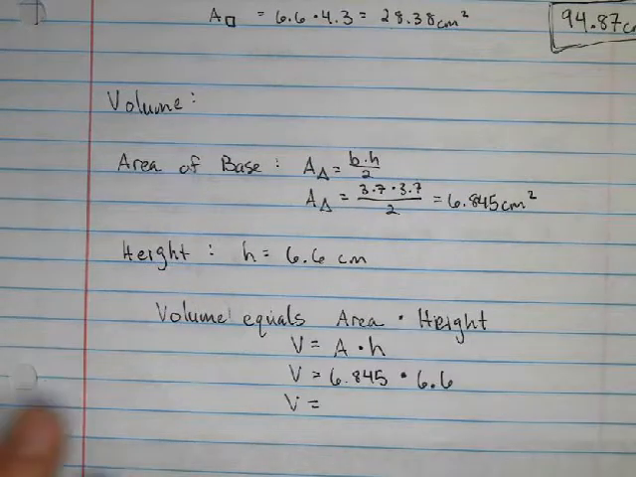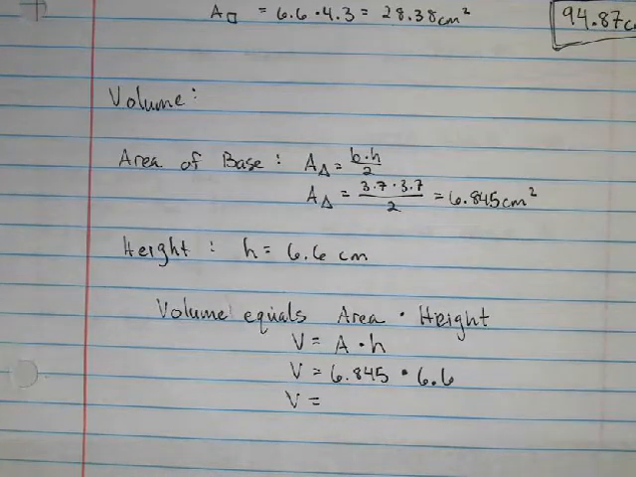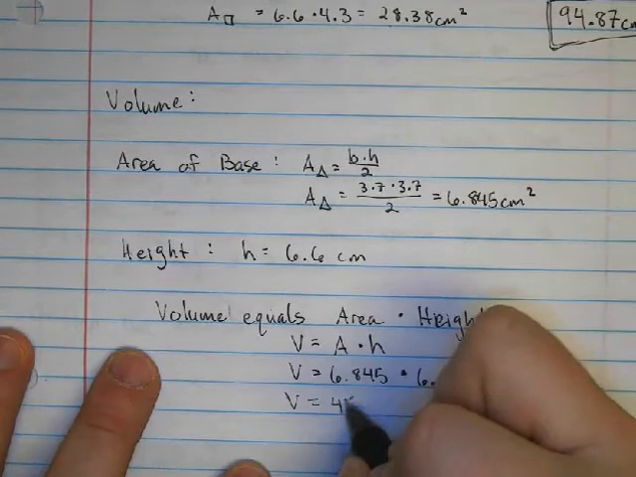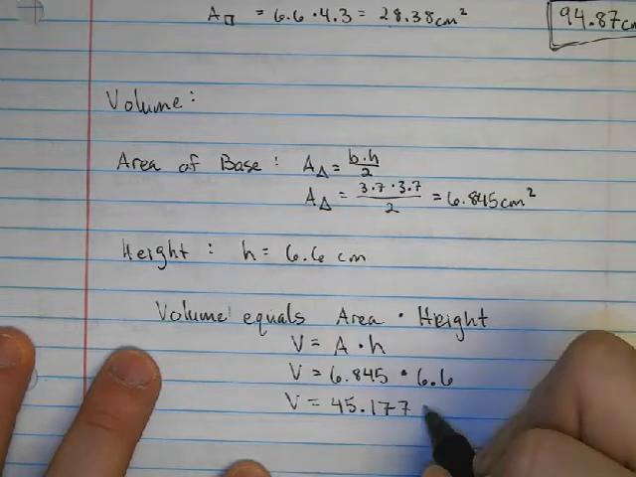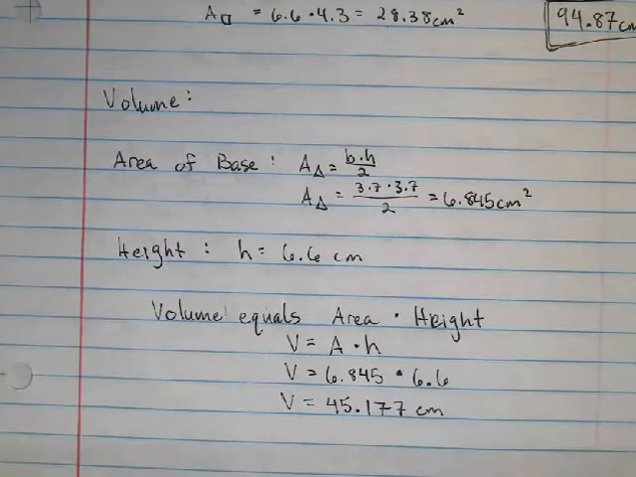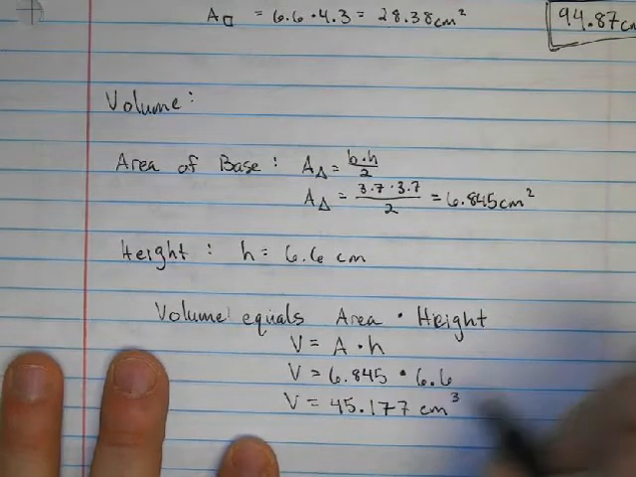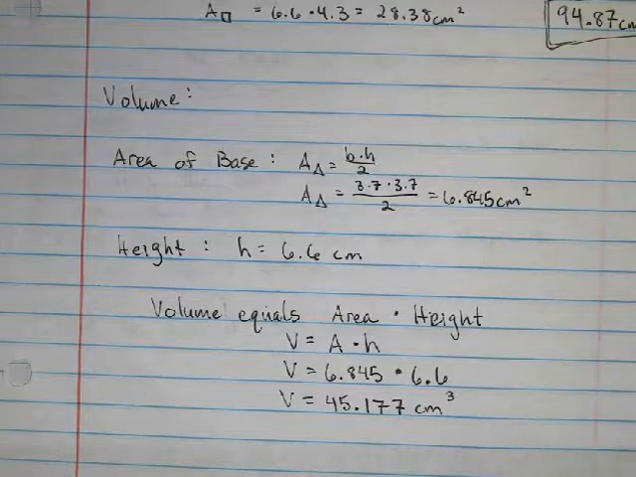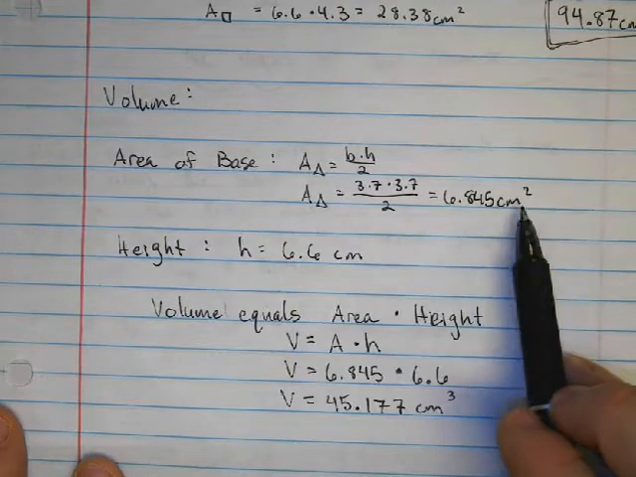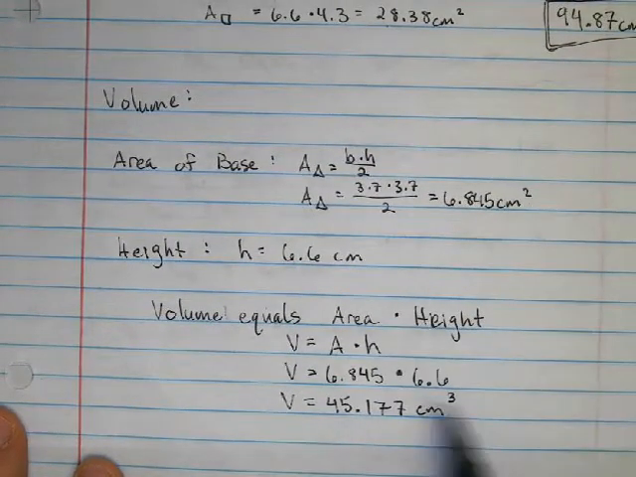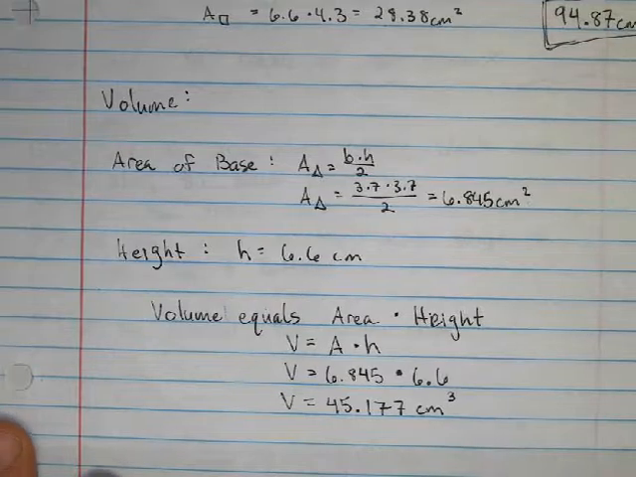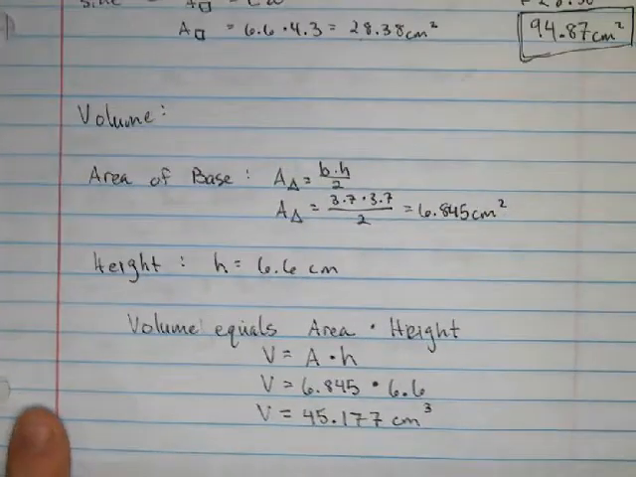And once I do that multiplication, I'll get 45.177. And now that it's volume, we have to go up because we're finding a third dimension. So instead of centimeters squared, we'll do centimeters cubed with a 3. So volume always has a 3, where area always has the 2 on our units. Volume will always have a 3 on our units. Okay, so that's how we find the volume.